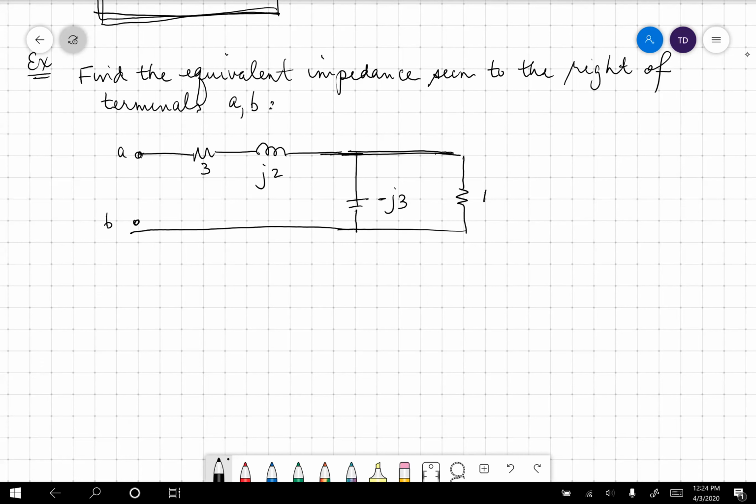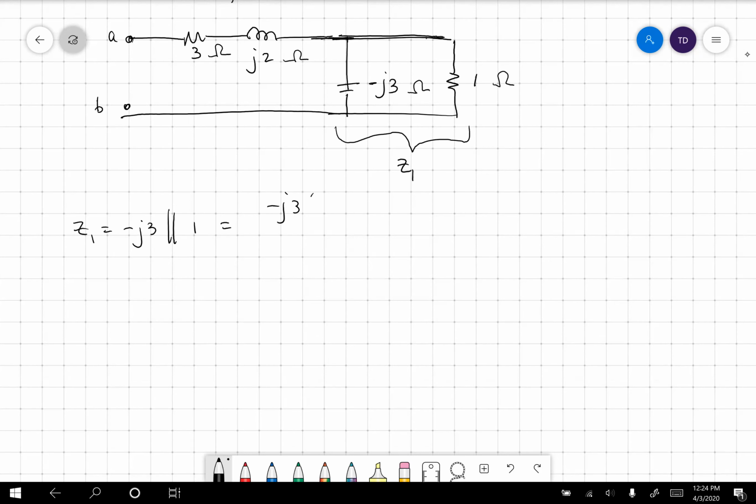Okay, so I think all of you can see that those two are in parallel. So let's solve for what that is. Let's call this Z1. Z1 equals minus j3 in parallel with 1, and that's equal to the product over the sums: minus j3 times 1 over 1 minus j3. That equals minus j3 in the numerator divided by 1 minus j3 in the denominator. Because I'm looking forward and I know I'm going to add this to 3 plus j2 since it'll all be in series, what form do I want this impedance Z1 in right now?